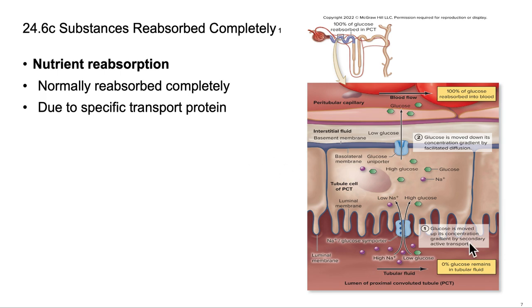There should not be any leftover glucose in the tubular fluid, which is ultimately going to be the urine. But here you can see how you could potentially have, if you had way too much glucose and you didn't have enough of these proteins, then of course some of that glucose is going to be left in the tubular fluid and ultimately end up in the urine.